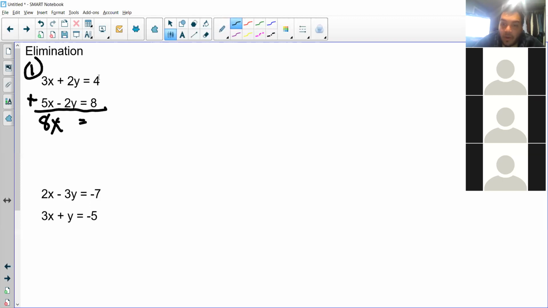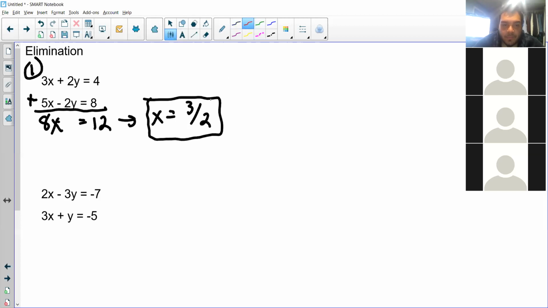And then equals, and don't forget, this is a very common error, don't forget to add that last column too. So 4 plus 8 is 12. Then you do a little bit of math. X equals 3/2. You could think of it as 1.5. Will you get decimals? Yes, you will get decimals. These questions will allow you to get decimals.